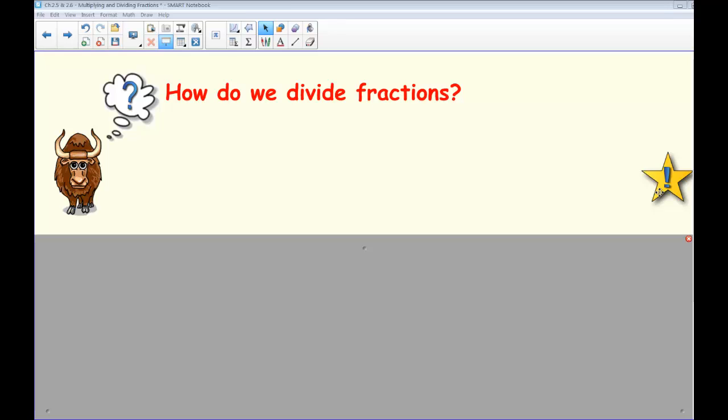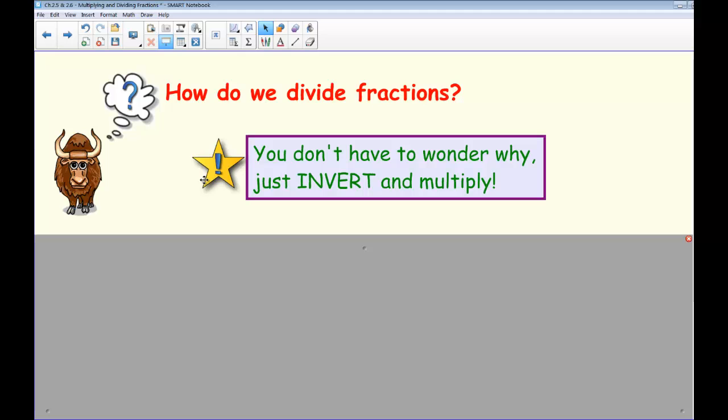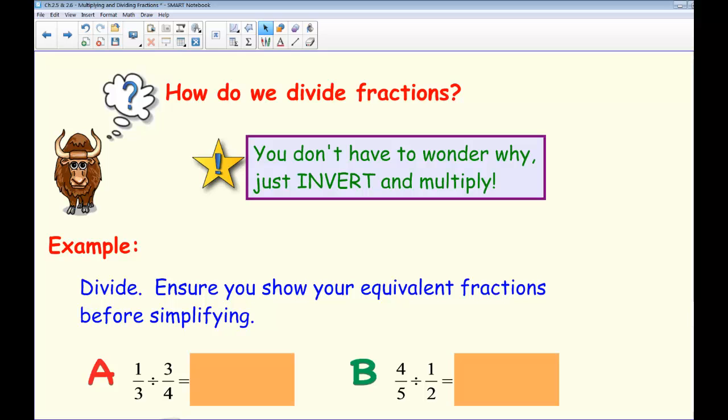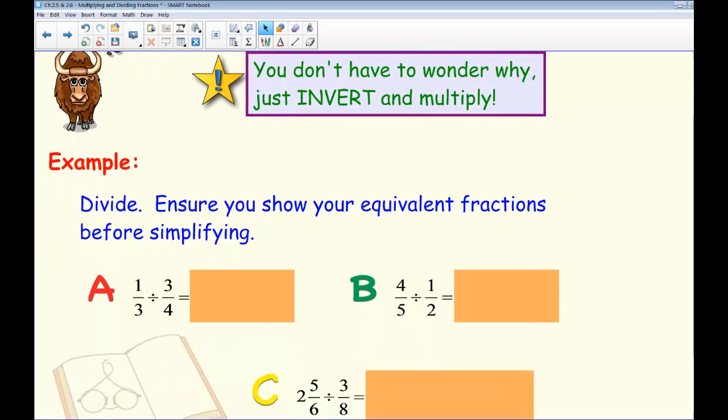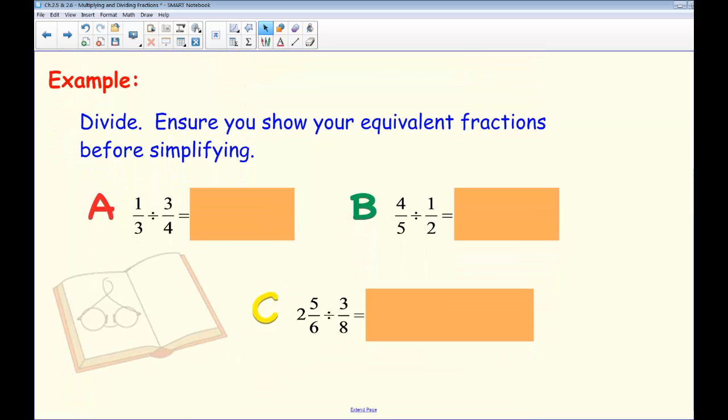Now, how do we divide fractions? Well, some of you may recall the little saying, you don't have to wonder why, just invert and multiply. Well, here's some examples. So, in order to use this rule, all we need to do is invert the second fraction and change the division sign into a multiplication sign, and therefore now it becomes a multiplication question instead. So here, try dealing with these 3 sets of questions.